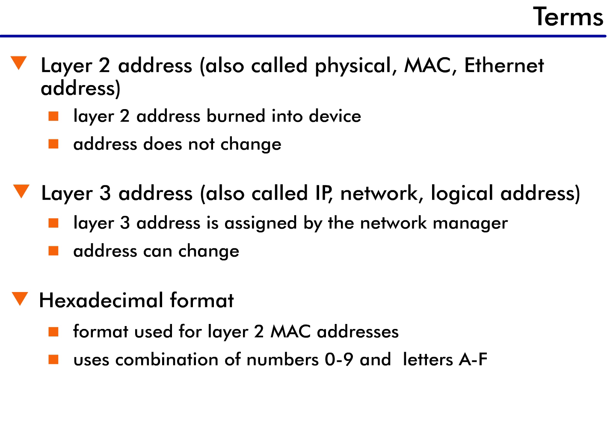Our next term is a Layer 3 address, which is also called an IP address, a network address, or a logical address. Once again, all these names really refer to the same type of address. Layer 3 is the network layer of the OSI model. It determines how data is transferred between computers. The Layer 3 address is a logical address assigned by a network manager.